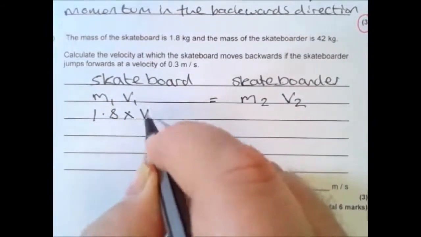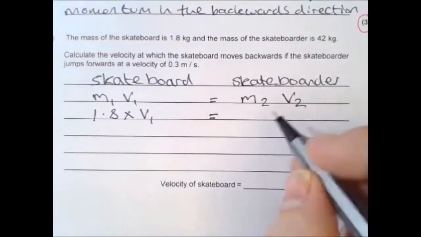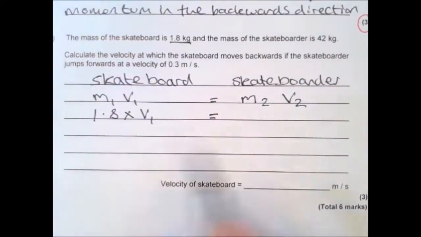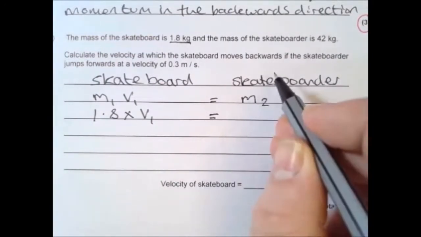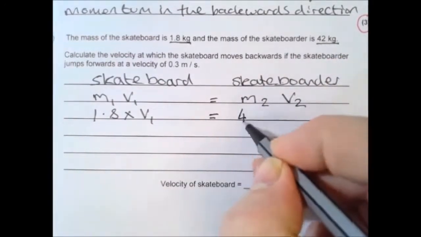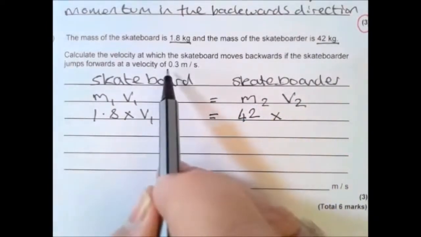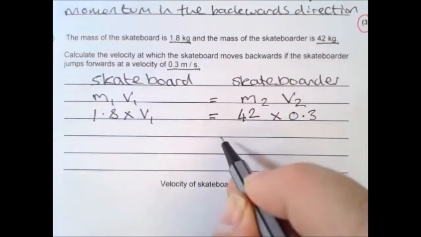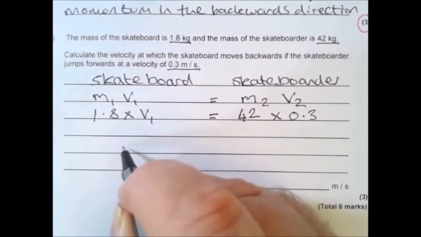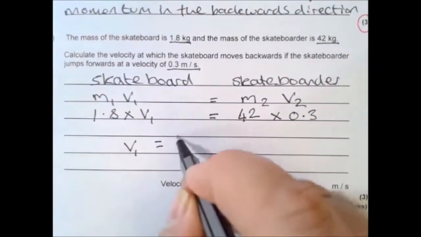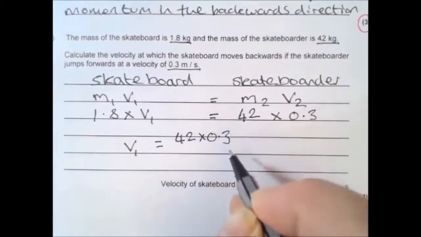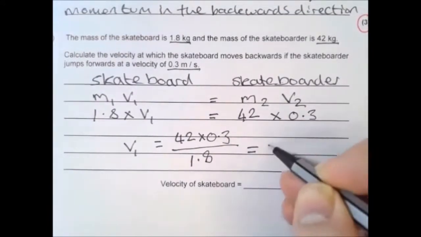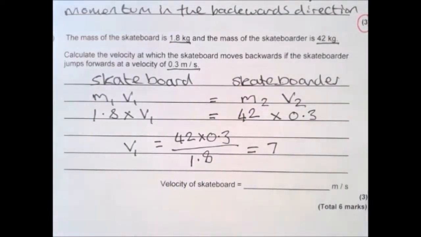We know we've got 1.8 kilos as the mass of the skateboard, which is just up there in the question. I've just underlined that for you. Okay, and then in the other half we have 42 kilos is the mass of the skateboarder multiplied by 0.3 meters per second. Algebraically we can rearrange for v1, and that would look something like this. v1 equals 42 multiplied by 0.3 divided by 1.8, which gives us 7 meters per second. And that's our answer.